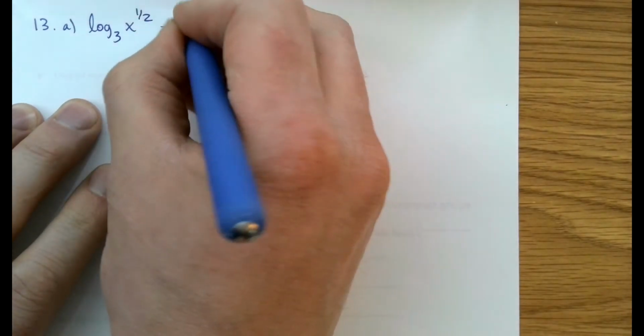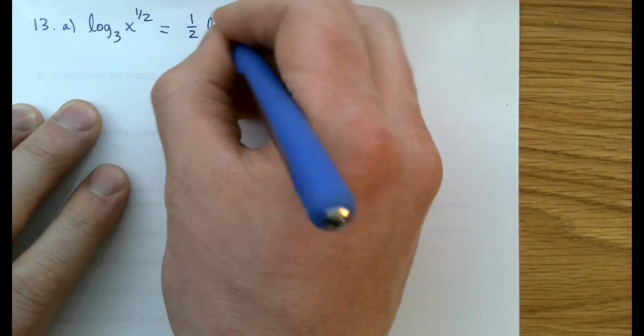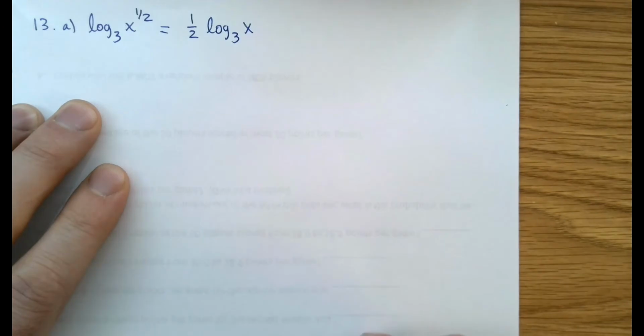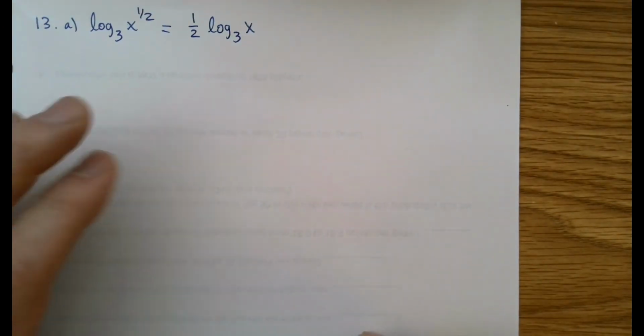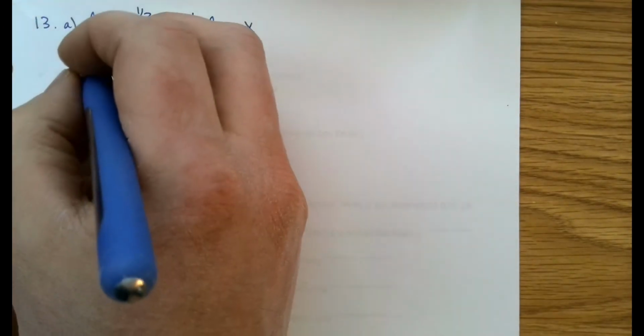Okay, so here we have log base 3 of x to the 1/2. Well, that's an exponent, right? So by that property we just noted, we could rewrite that as 1/2 times log base 3 of x.